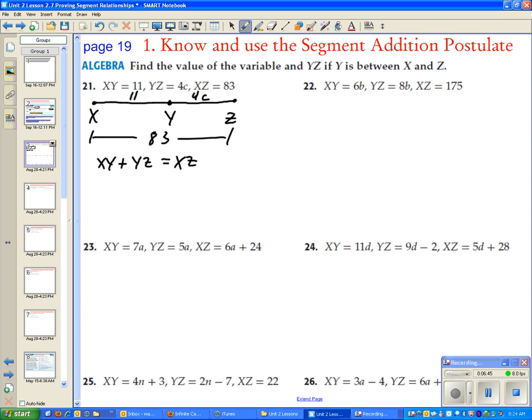So let's put in the expressions they give us. The length of XY, 11, plus the length of YZ, 4c, equals the length of XZ, 83. And then we solve it for c. So we subtract 11 from both sides. What's 83 minus 11? And then we divide both sides by 4. And what's 72 divided by 4?